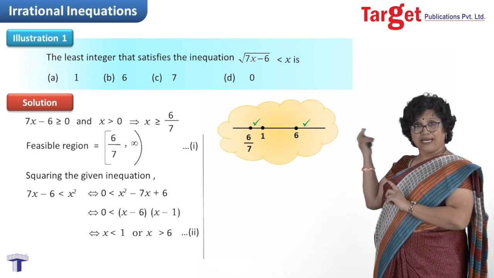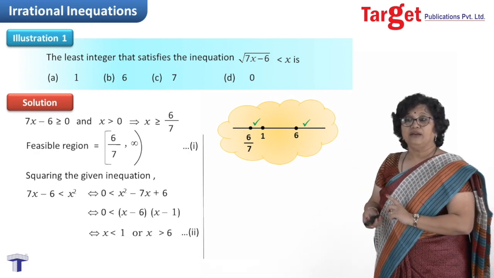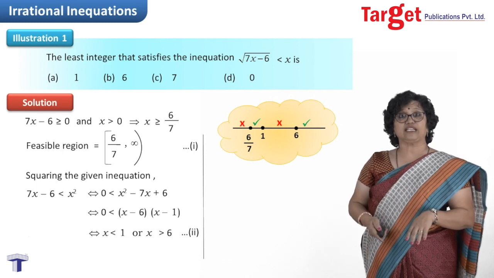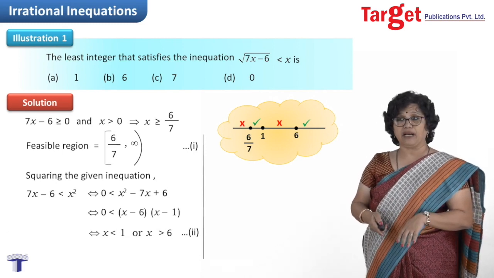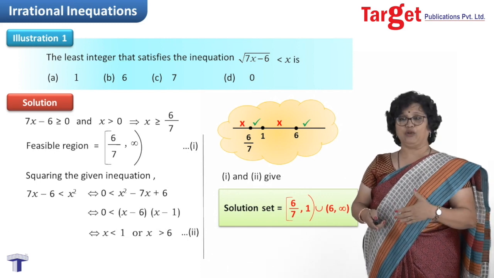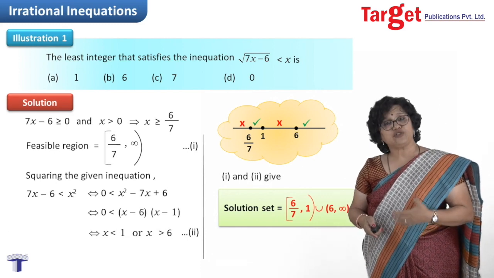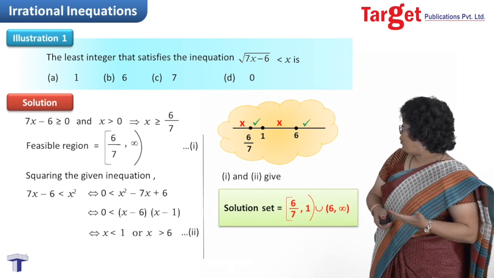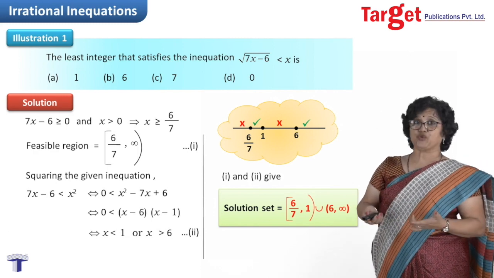x less than 1 but greater than 6 by 7. And then x greater than 6 will come in the solution set part. So between 1 and 6, no value to be taken. Before 6 by 7, no value to be taken. So I get my solution set as 6 by 7 to 1 and then union 6 to infinity.